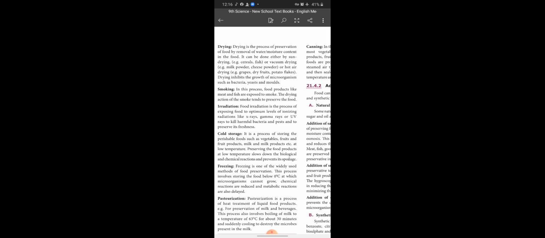Next, irradiation. Food irradiation is the process of exposing food to an optimum level of ionizing radiation like X-rays, gamma rays, ultraviolet rays, which kill the harmful bacteria and pests. Hence the harmful bacteria and pests are killed in the food substance, and it is preserved from spoilage.